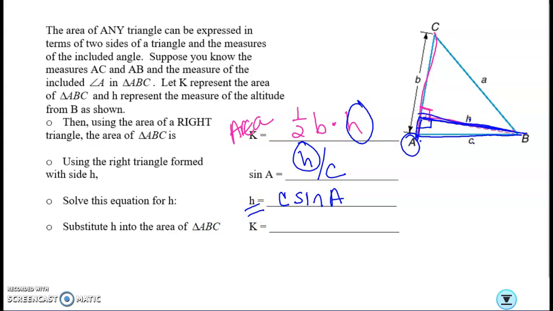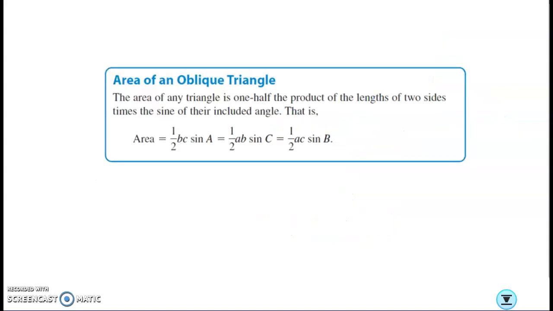So now they want you to take that formula and plug it in here for H, and that's going to derive our brand new formula, which will be 1/2 the base times the height, which is now C times the sine of A. And these are now our new formulas that we can use for the area of an oblique triangle. You can see that there's 3 different versions of them.